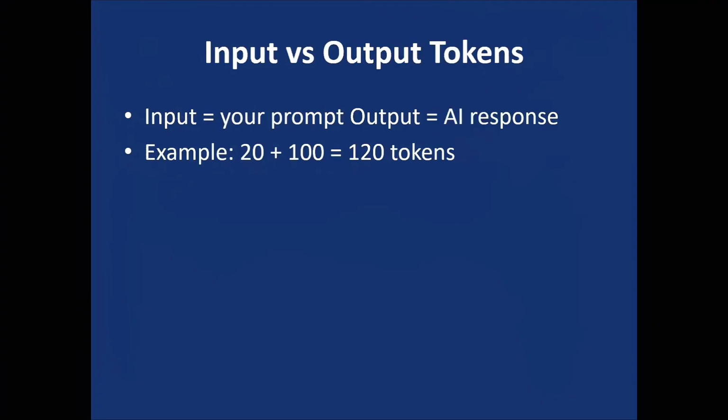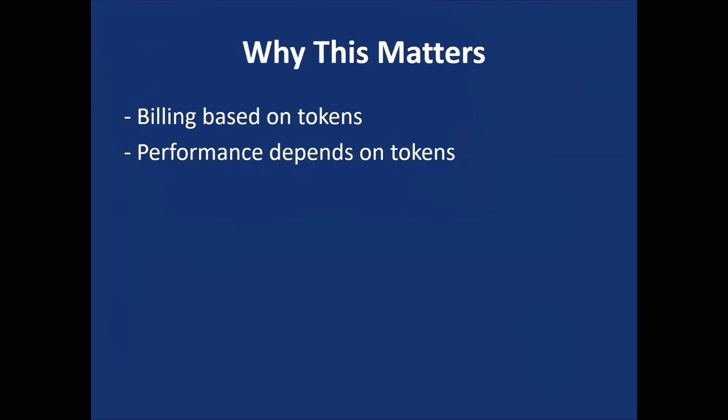Now, the final important concept is input versus output tokens. When you send the prompt, that is input tokens, and when AI replies, that is the output tokens. For example, your prompt is 20 tokens and the AI response is 100 tokens, so the total is 120 tokens. Billing and performance are based on this.